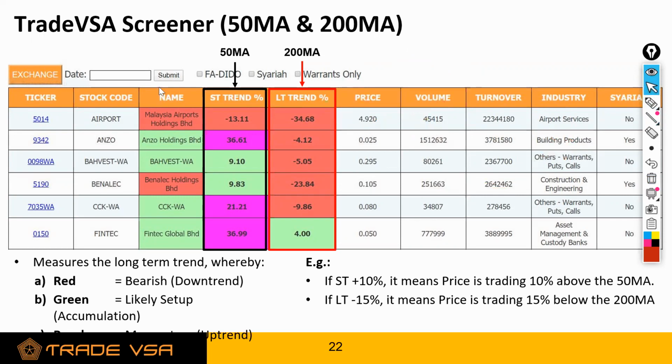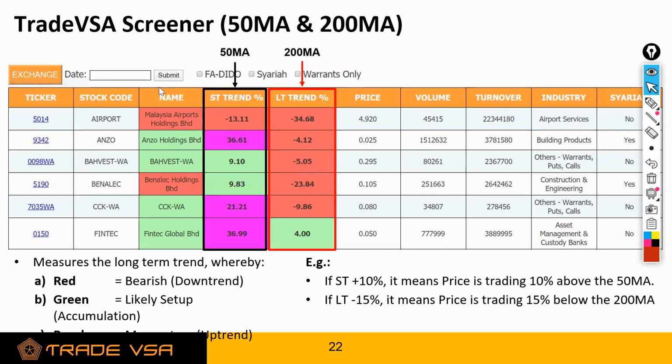Okay, let me answer some questions. How many percent will be considered purple? I think, if not mistaken, it's above 15%. It will turn purple. So from -5 to 15%, you still consider it green. After 15%, it will turn purple.